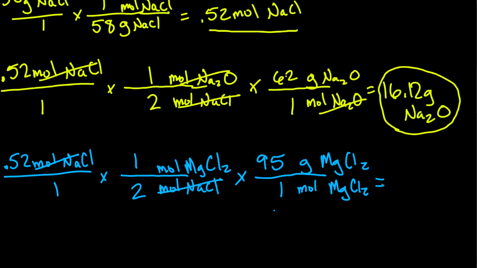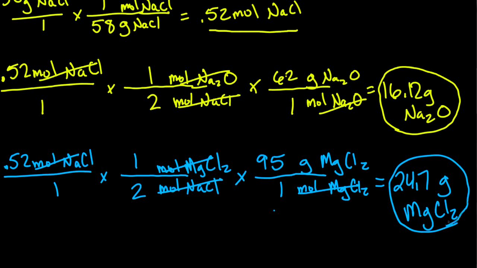Now we can do a little bit of math. So 0.52 moles of sodium chloride times 1 divided by 2 times 95 divided by 1. And I get 24.7 grams magnesium chloride. There's my second answer.